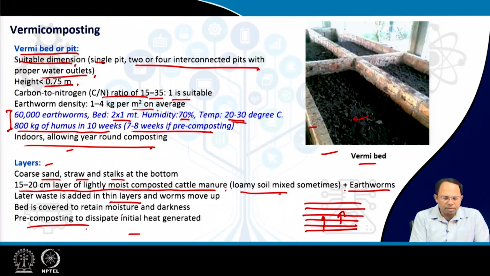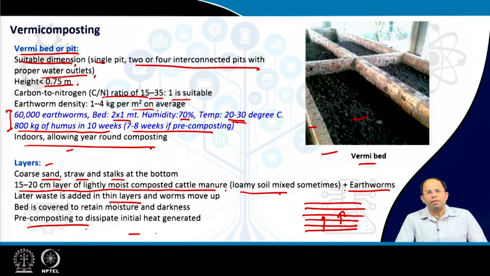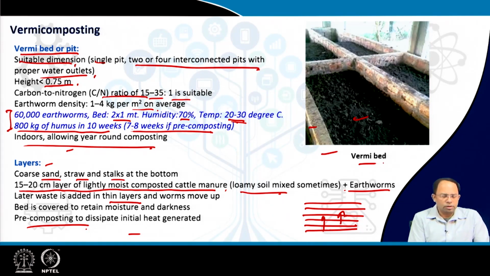Bed is covered to retain moisture and darkness, and pre-composting to dissipate initial heat generated, that we have already discussed. Once the layers are done, then at the top we usually cover the bed to retain moisture and darkness, because the worms require darkness, and usually that actually helps the process to go faster.